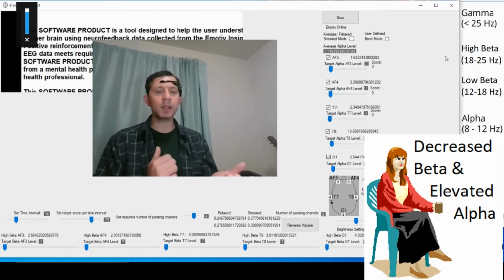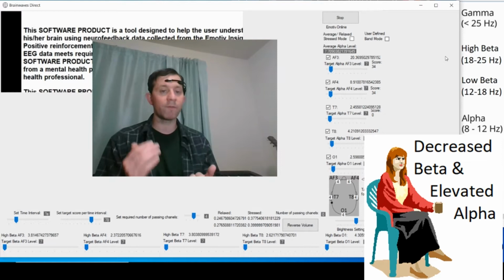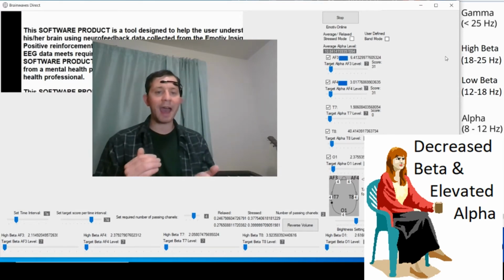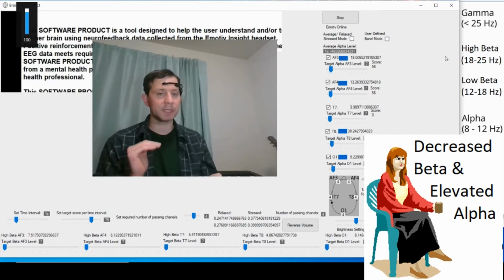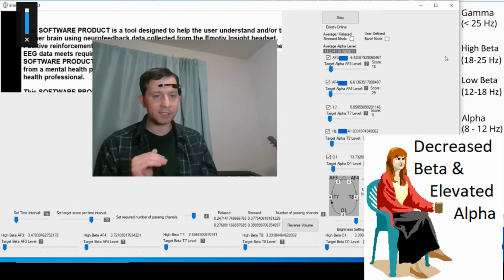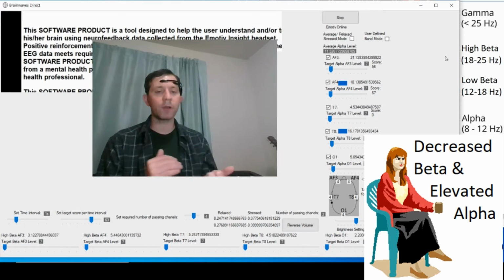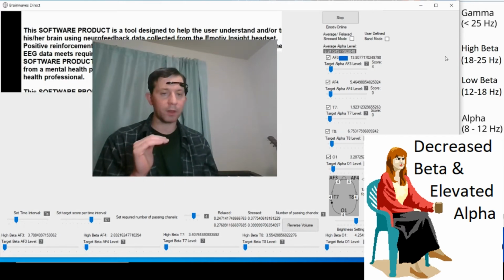So it's important that your brain has the ability to reverse this and actually have the high beta come down, because high beta is particularly associated with stress. And also we're going to look for that alpha to go up a little bit.